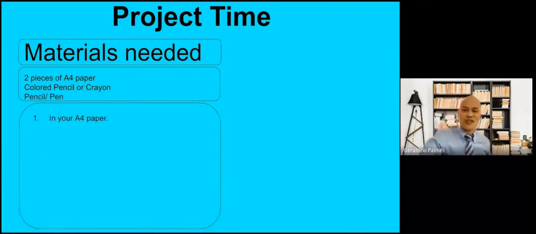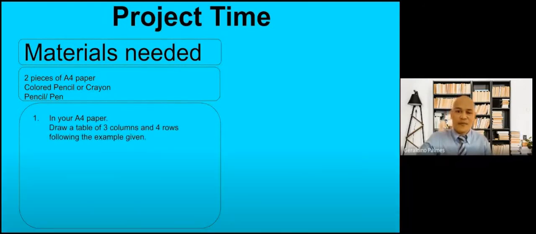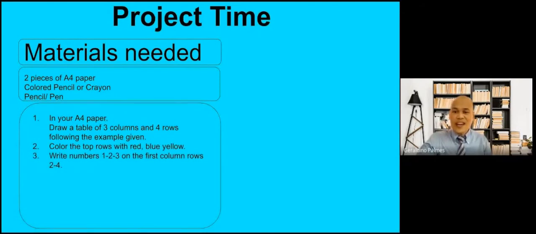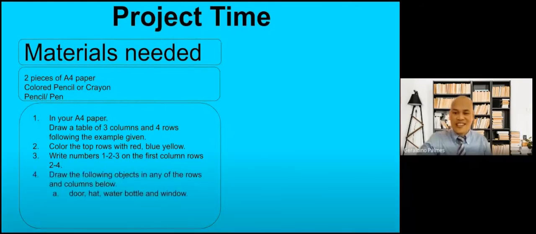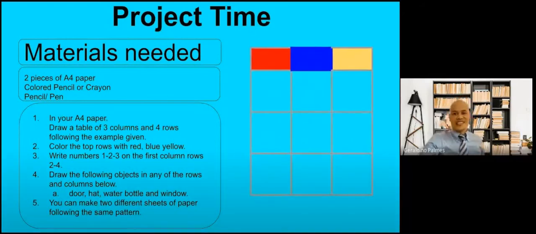I've got instructions for you. In your A4 paper, draw a table of three columns and four rows. You will see that on the other side. Color the top rows red, blue, yellow. Write numbers 1, 2, 3 on the rows from 2 to 4. And then draw the following objects: door, hat, water bottle, and windows. And you can make two different sheets of paper. So, this is the example right here.